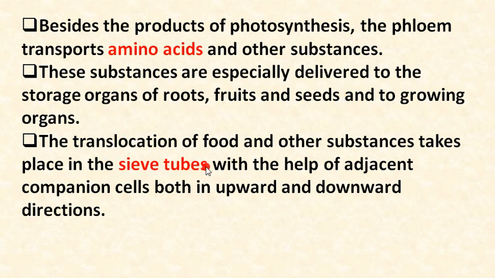Now the translocation of food and other substances takes place in the sieve tubes. Here the sieve tubes are specially for the translocation of food and other substances, for example amino acids, vitamins, etc., with the help of adjacent companion cells, both in the upward and the downward direction.